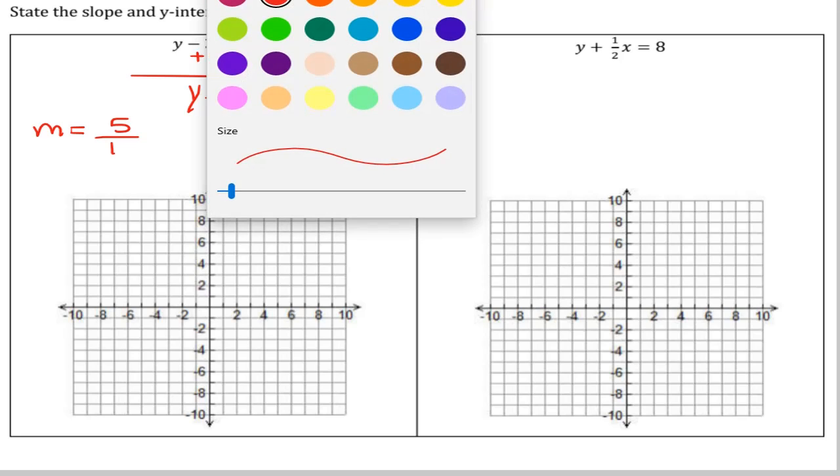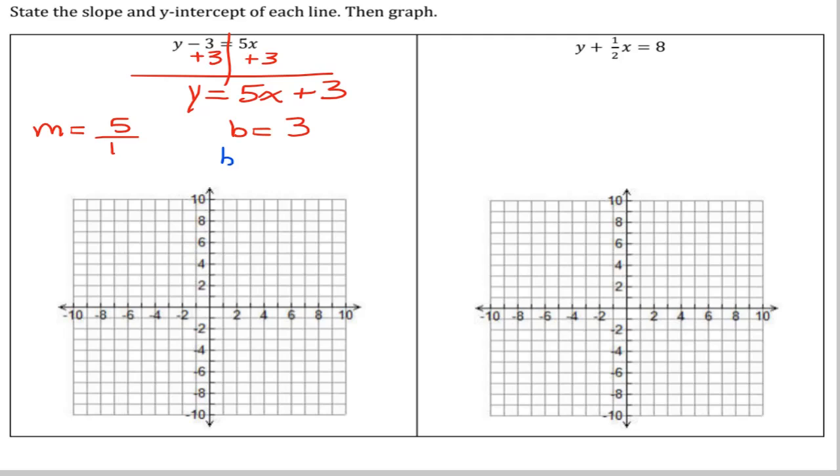Again, when I begin my graph, I'm going to begin with the 3, which is my y-intercept. I'm going to label my y-axis and my x-axis. So I'm going to begin at the number 3, which is right here on my y-axis. Now how am I going to move? I'm going to move up 5 and to the right 1. Again, all positive directions. 5 in the positive direction on the y-axis, 1 in the positive direction on the x-axis.